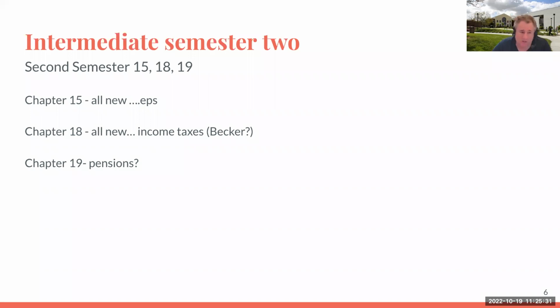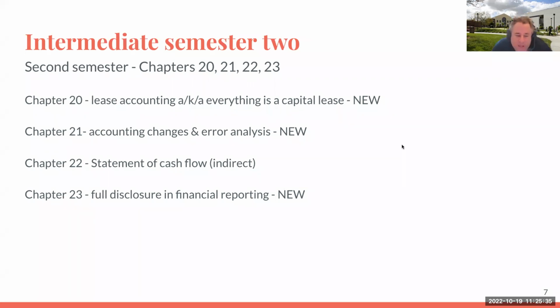So that should tell you all you need to know. So second semester, for chapter 20, this is lease accounting, right? This is probably going to be new to you in terms of when you're going through and recording a lease. Generally, everything's going to be shown on the financial statements, which is an absolute joke, but we'll say that's neither here nor there. Chapter 21 deals with accounting changes and error analysis, which is going to be new to you.